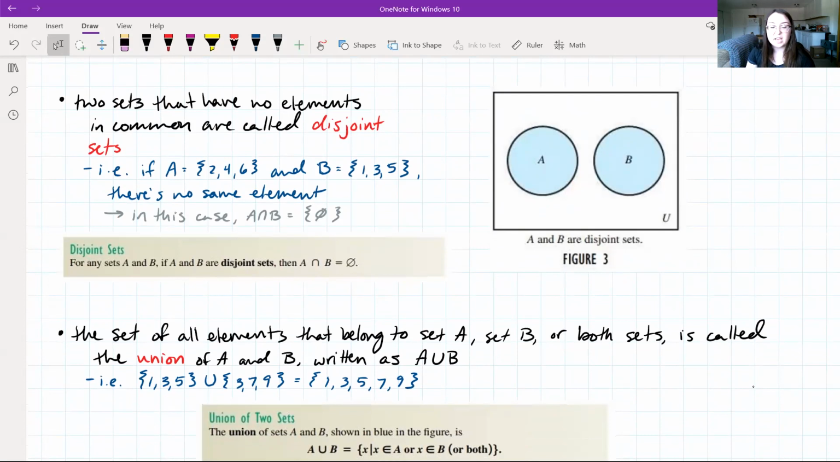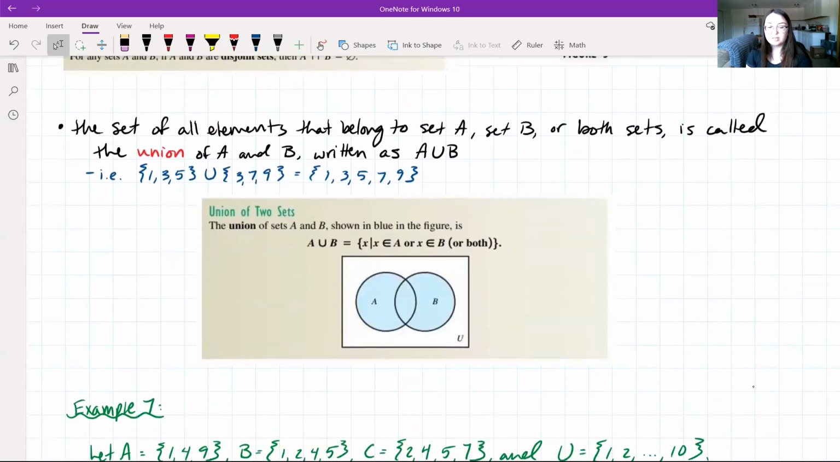So an example, if A is equal to the set of 2, 4, and 6, and B is equal to the set of 1, 3, and 5, then there's no same element. And in this case, A intersect B would be the empty set. So disjoint sets, for any sets A and B, if A and B are disjoint, then we see that A intersects B is the empty set, because there's no elements that they share.